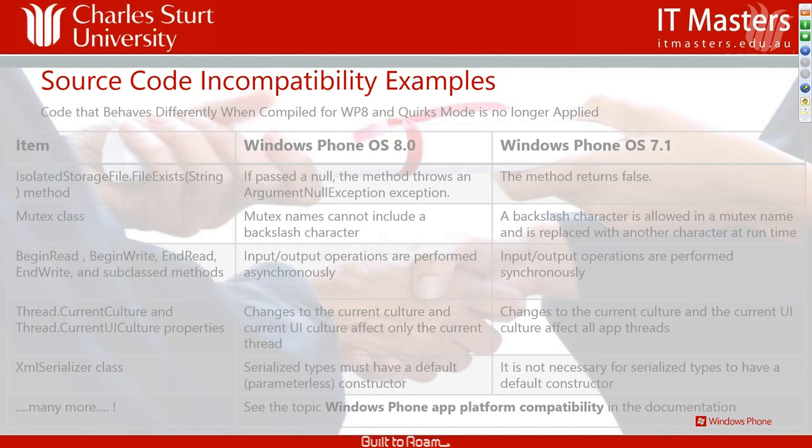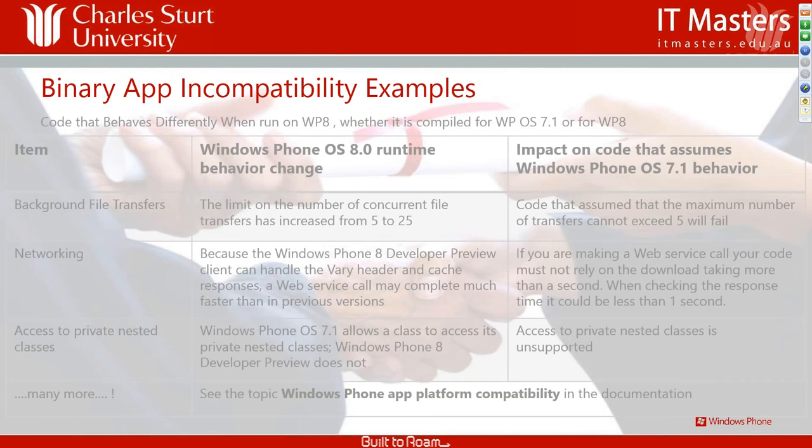We've also got some binary compatibilities, so in terms of differences there. For example, the background file transfer limit has now gone from 5 up to 25. That's now available for Windows Phone 8. So there's a number of different changes like that that have gone on.